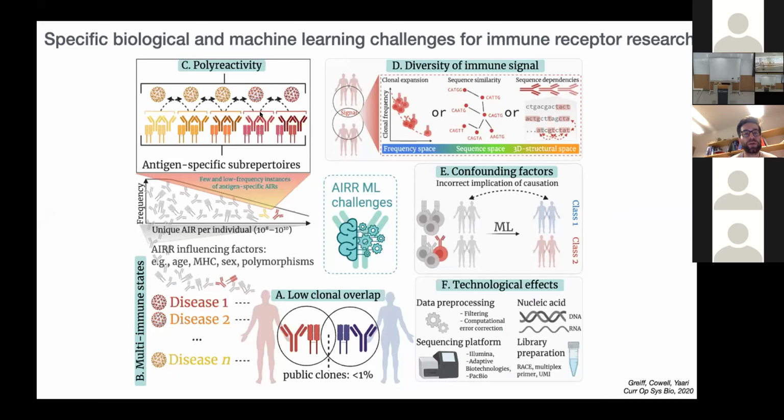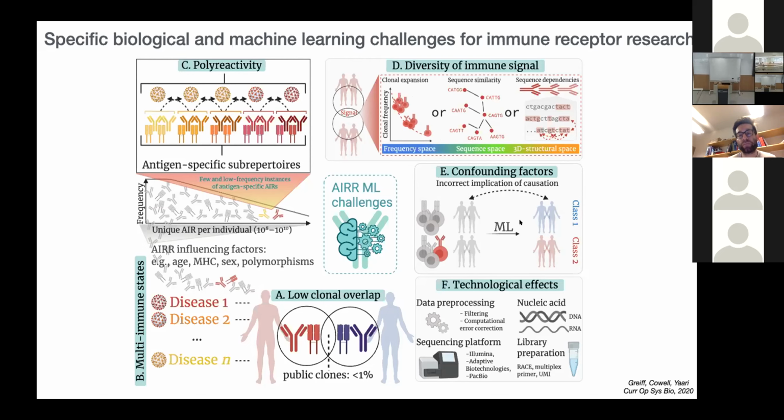We have poly-reactivity, so many-to-many networks. So a given immune receptor can bind to many antigens, and a given antigen can be bound by many different immune receptors. The immune signal is distributed across the frequency space, the sequence space, and the structural space.